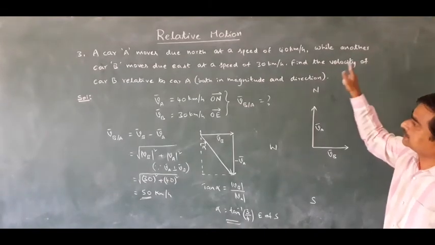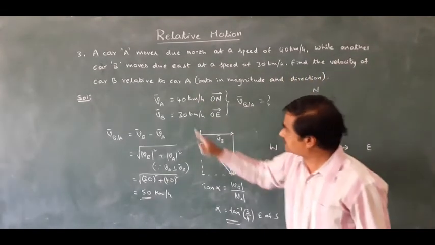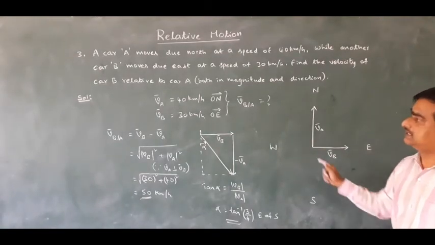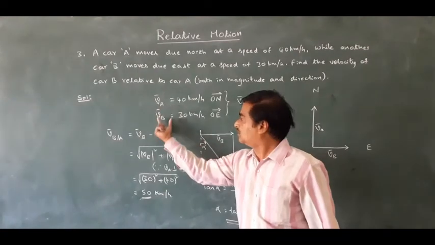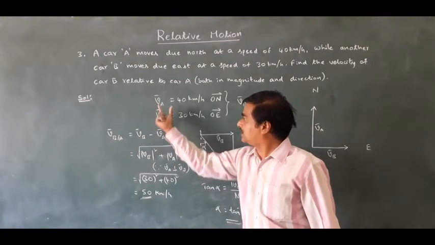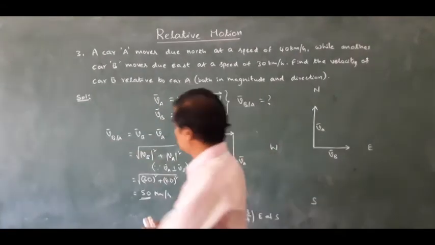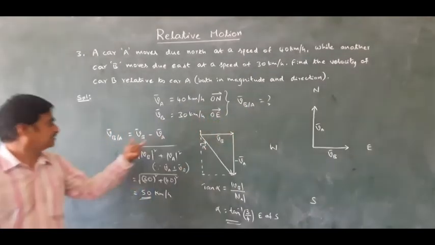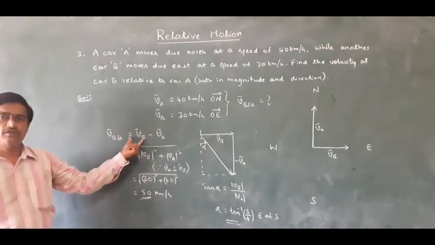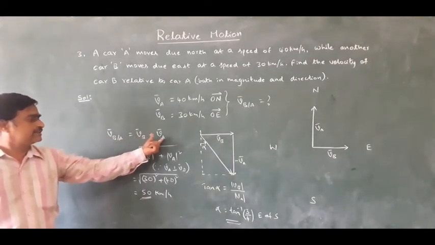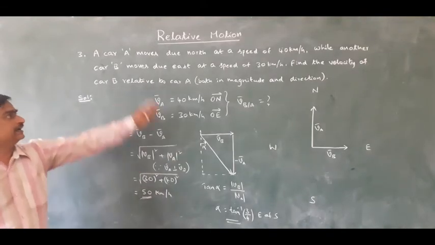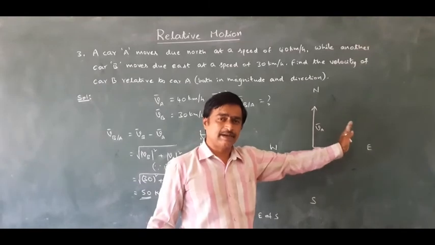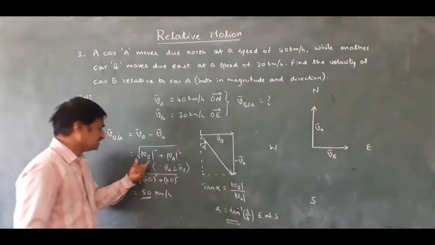We have to find the velocity of car B with respect to A. That is, we have velocity of car B, velocity of car A, then velocity of car B with respect to A. We have to find this one. For this one, we know the simple formula: velocity of car B minus velocity of car A. By seeing this, they are at 90 degrees, perpendicular to each other. The resultant is simple.